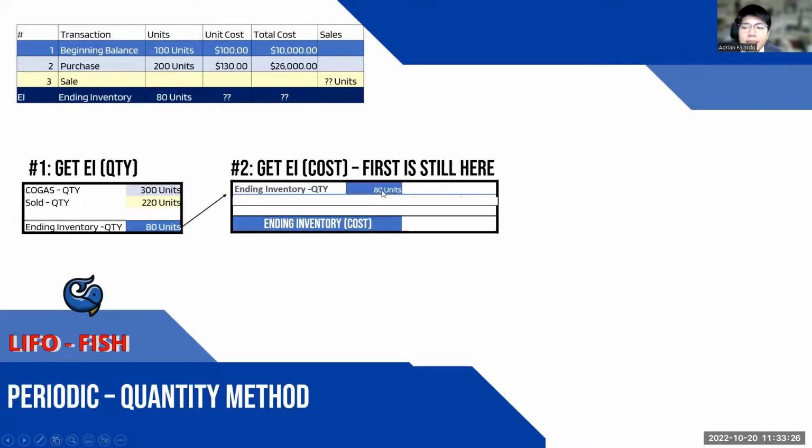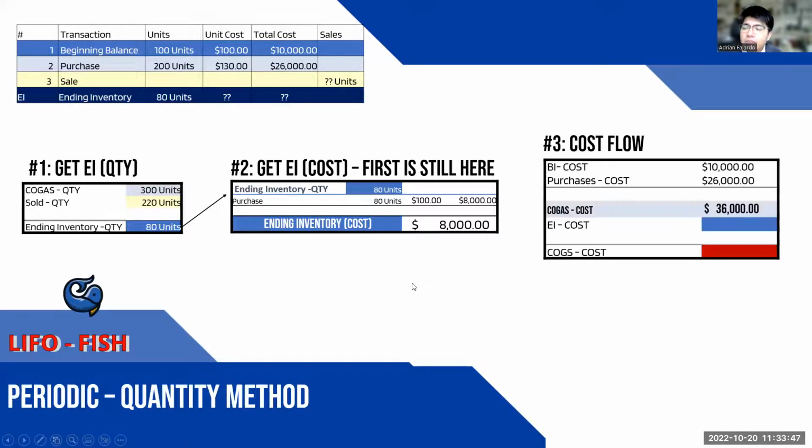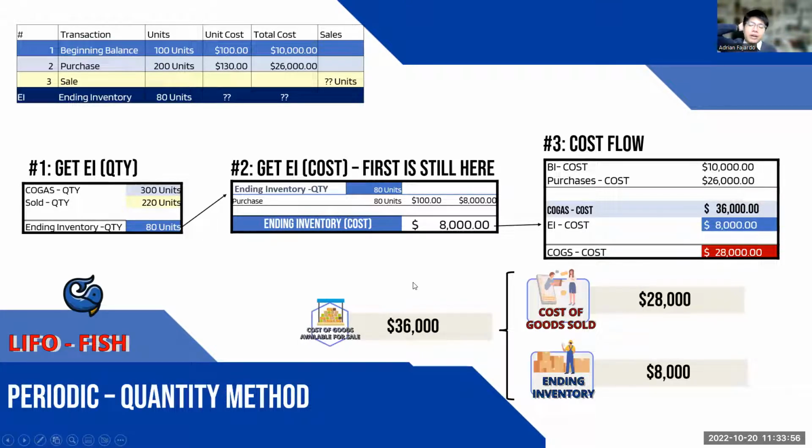So we still have the same ending inventory in 80, but now we look at the very first batch, which is the beginning inventory. So it had 100 units, so pasok pa rin siya. So now the 80 units will be multiplied by 100 to get 8,000. And we know that the ending inventory is 8,000. And then we just plug in the cost flow. So 36,000 minus 8,000 will give you a cost of goods sold of 28,000. So again, same method, quantity method, pero iba na yung COGS and ending inventory na lumabas.